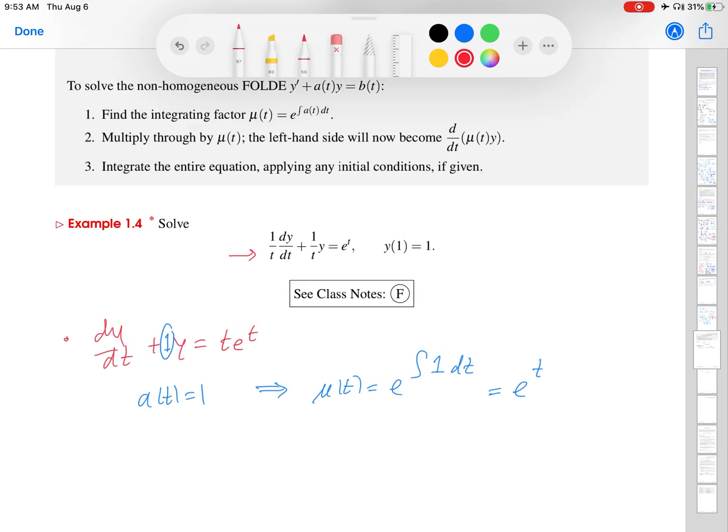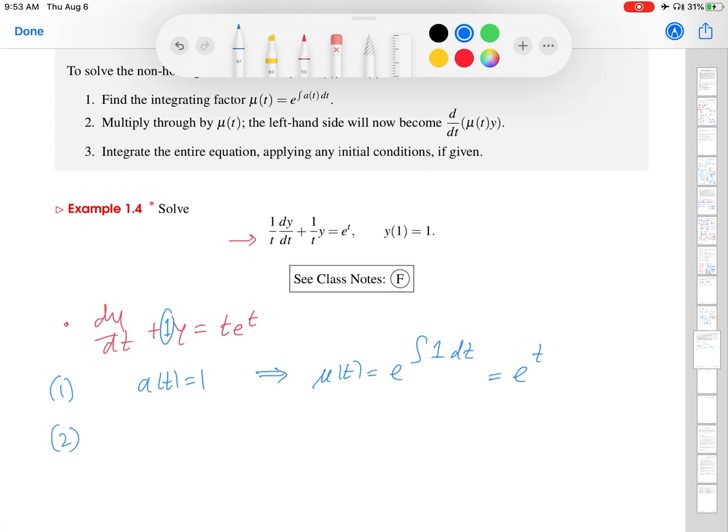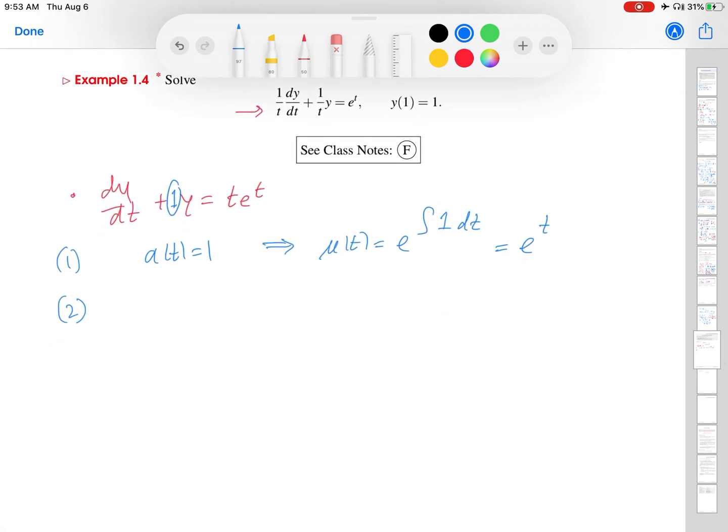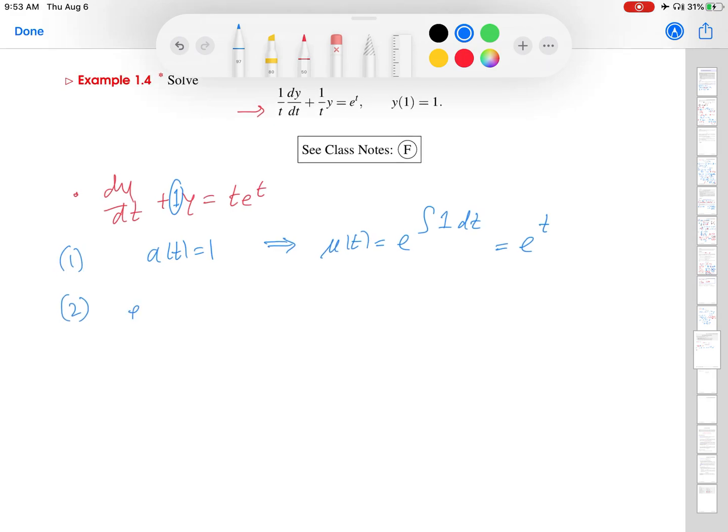So we have our mu of t, and again, I'm going to run through the different steps in solving these non-homogeneous ODEs to make sure that we're comfortable with them. So the first thing is we multiply the ODE by mu. So here is the ODE. We're multiplying it by mu, so every term is going to acquire an e to the t. So e to the t y equals t e to the 2t, right? e to the t times e to the t is e to the 2t.